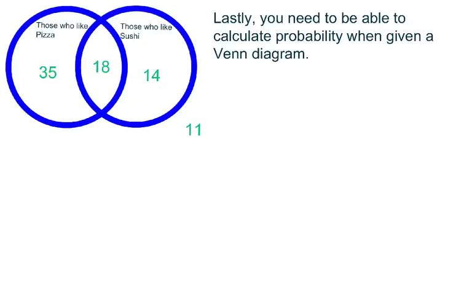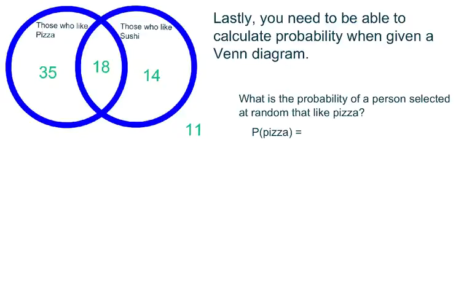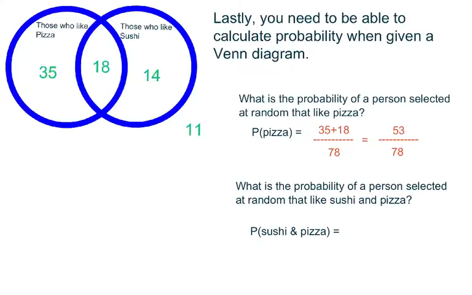And lastly, in terms of reading a Venn diagram, you need to be able to calculate probability when given a Venn diagram. So your first type of question is, what's the probability of a person selected at random that likes pizza? Well, here's the shorthand notation, probability that they like pizza. Well, that's equal to how many people are in the pizza circle. That's 35 plus 18, divided by the total number of people of 78. So 35 plus 18 is 53 people out of the total of 78.